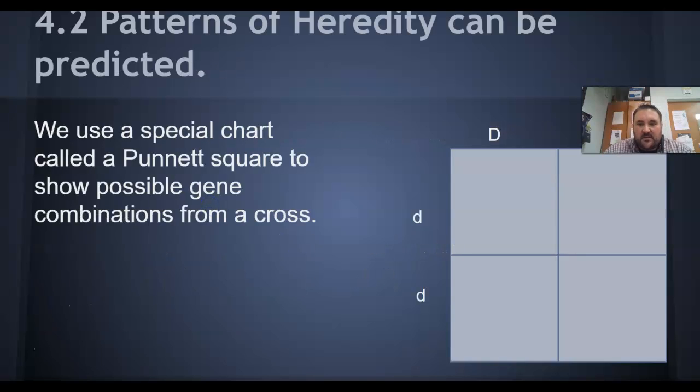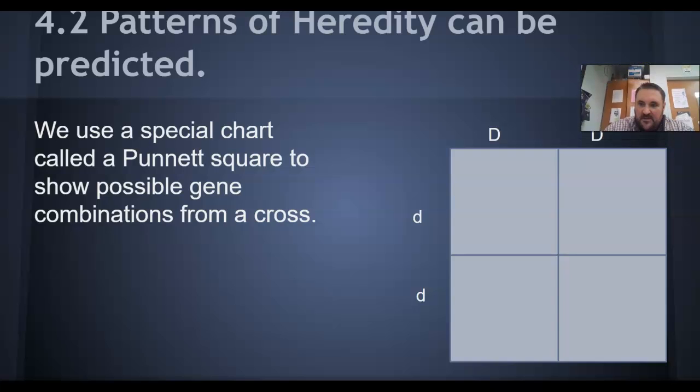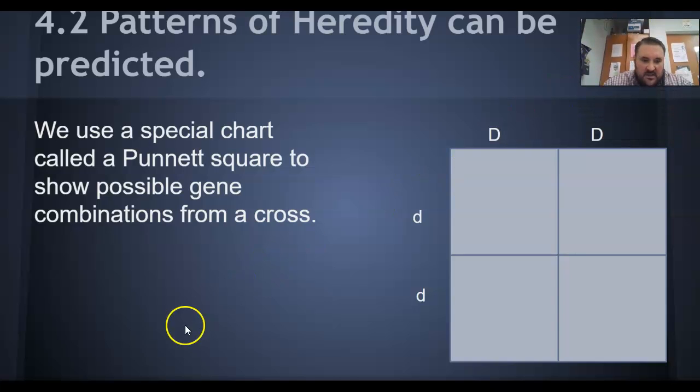We can predict our patterns of heredity by using what we call a Punnett square. This is a Punnett square from your book. In the book, they use D's instead of T's. I was brought up more with the T's. So all you really have to do, capital D is dominant. So this is dominant, regular height. Dominant, regular height. Dwarf, dwarf.